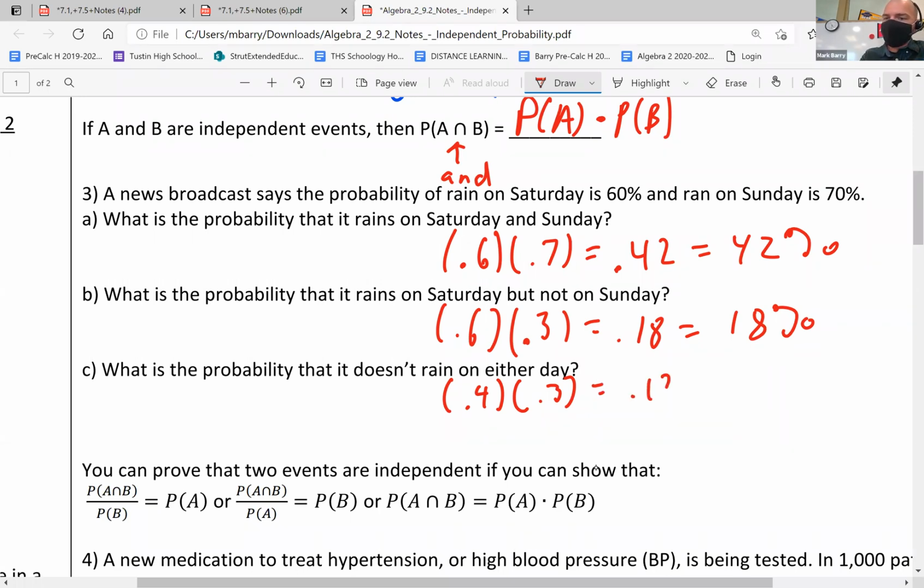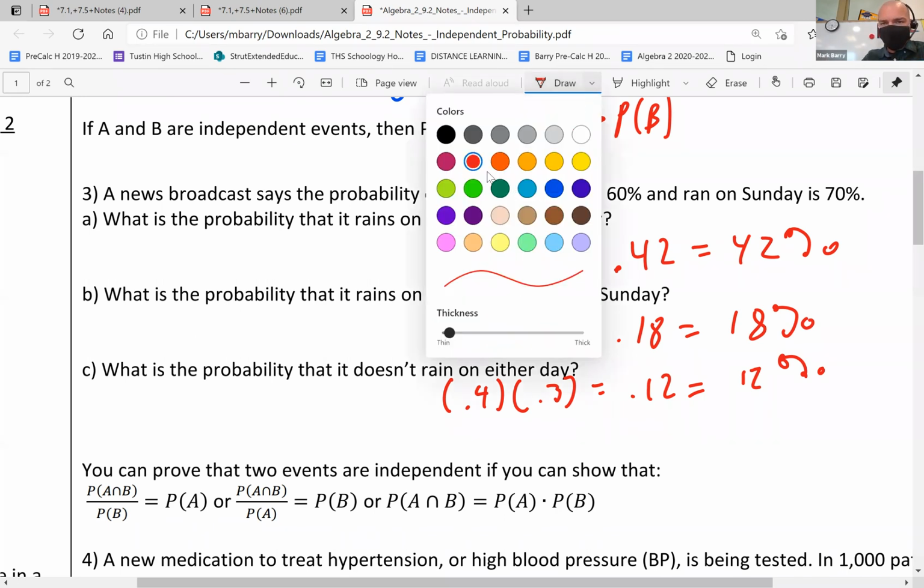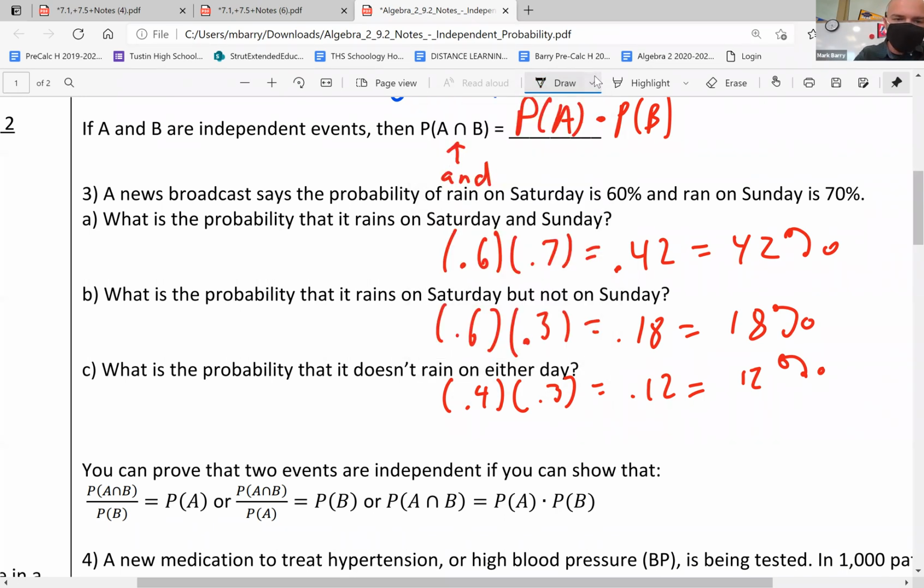So that would be 0.12. That would be 12%. Shoot, I should have added this in here. Let's add this now. Let's do one more, okay? Let's do part D, because I want to show you something.